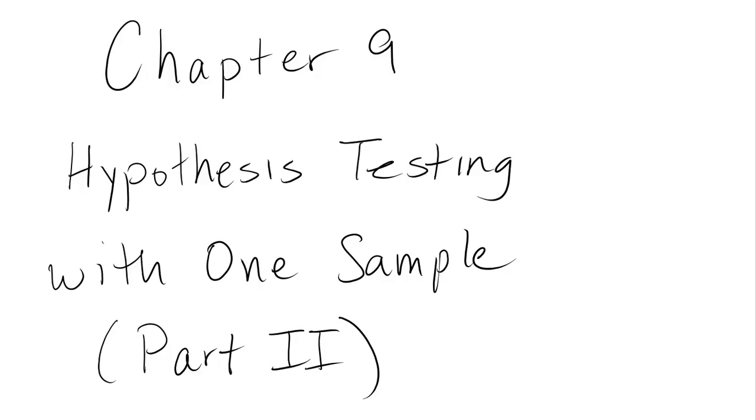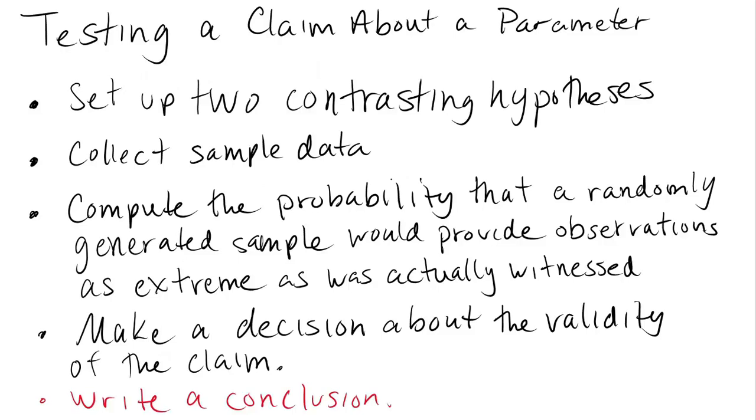This is part 2 of our introduction to hypothesis testing. When you're testing a claim about a parameter, you start with 2 contrasting hypotheses, which we call the null hypothesis and the alternative hypothesis. We looked at some examples of those. Then you collect some sample data. You use that sample data to compute a probability, and we haven't talked about how to get this probability yet. That will be one of the points of this video.